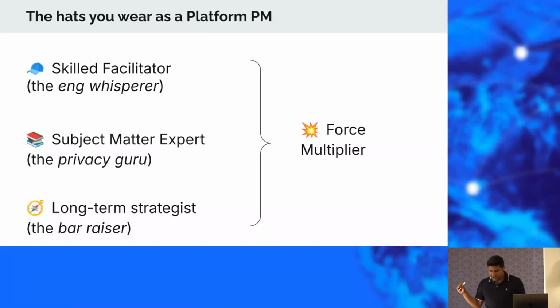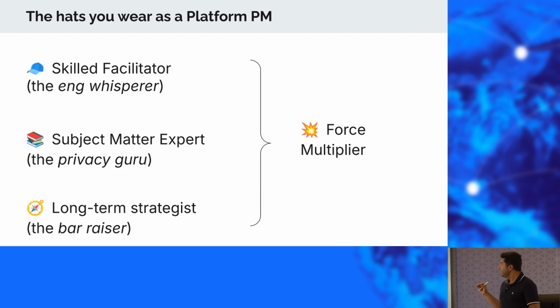Along the same lines, I want to touch upon a few hats that you often wear as a platform PM, starting with being a skilled facilitator. You have a lot of internal stakeholders and a lot of customer stakeholders. How are you balancing those needs? How are you making sure that everyone is feeling heard, and all of those folks' use cases and needs are accounted for, but you're making the right decision for the company?